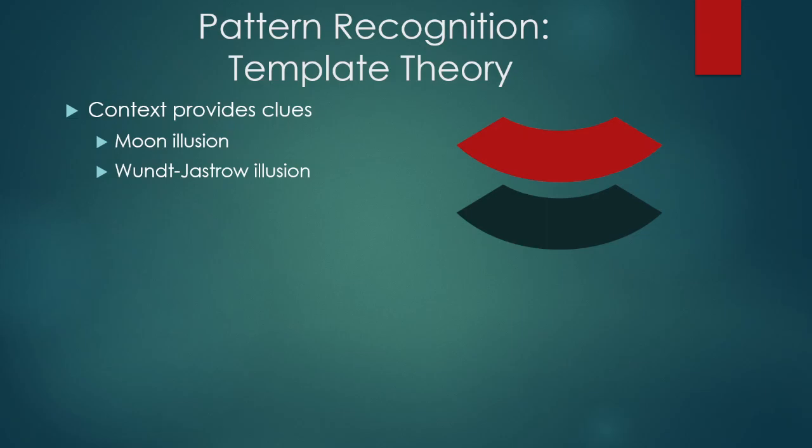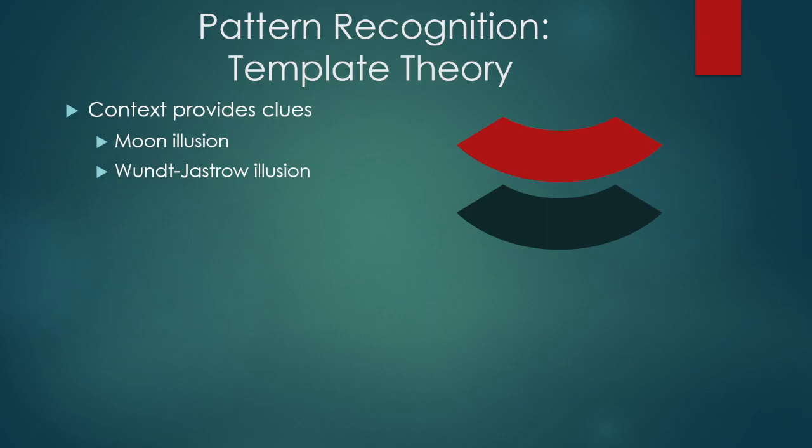Another good example of how context helps us to understand what we're perceiving, and allowing us to compare to templates and so on, is the Wundt-Gastro illusion. So Wundt is Wilhelm Wundt. So this is a really old illusion that has been around for 150 years at this point.